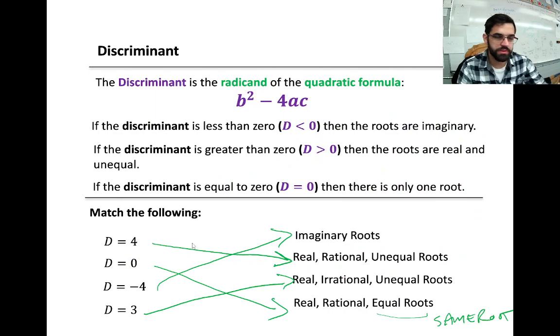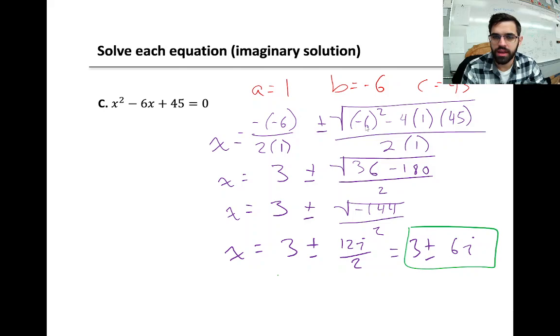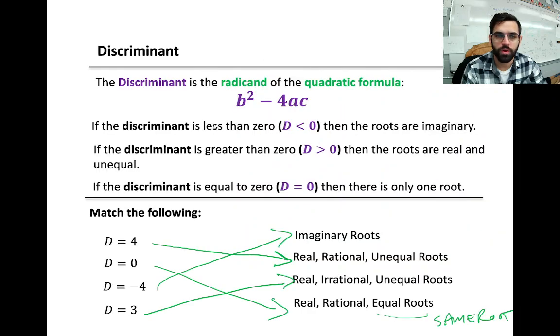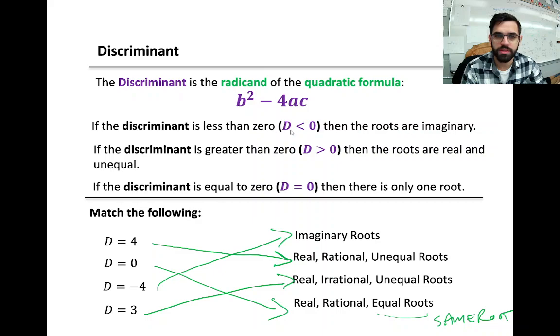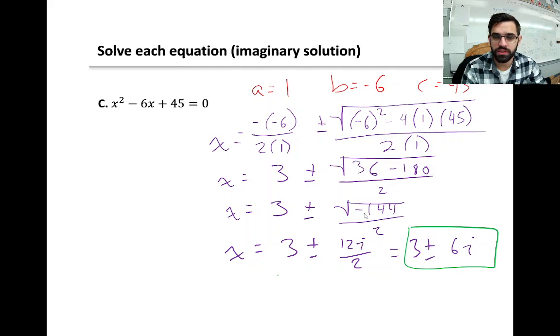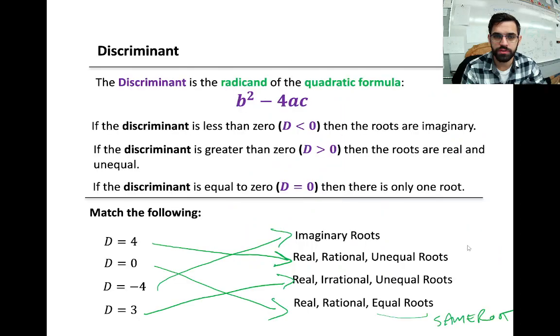Okay, so let's talk about discriminants. The discriminant of a quadratic is the radicand of the quadratic formula. So that b squared minus 4ac, that whole bit inside the radical sign has a name, and that name is the discriminant. If the discriminant is less than 0, as in it's a negative, then there are imaginary roots. As we learned in example C, the discriminant here is -144, and we have imaginary solutions.